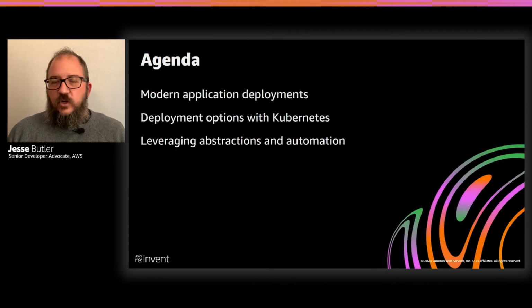Just to go through a quick agenda, we do have to set some context, so sorry about that. Most of your sessions are going to start with some number of minutes of things that you might already be familiar with, but I think it's really important that we set some context around why we're building things the way we are and why we'd even consider using App Mesh as part of that solution. So we'll talk about modern application deployments, and we'll talk about deployment options with Kubernetes, and then we'll talk about leveraging abstractions and automation.